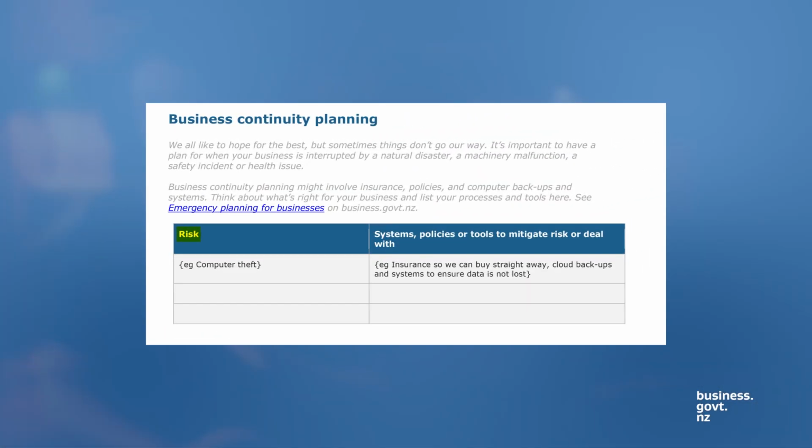Vital equipment could break down in a factory. 2 or 3 key people could suddenly become unavailable in a small consulting firm. Or a natural disaster could mean you can't get to your customers. List the likely risks and what you'll do if they happen.